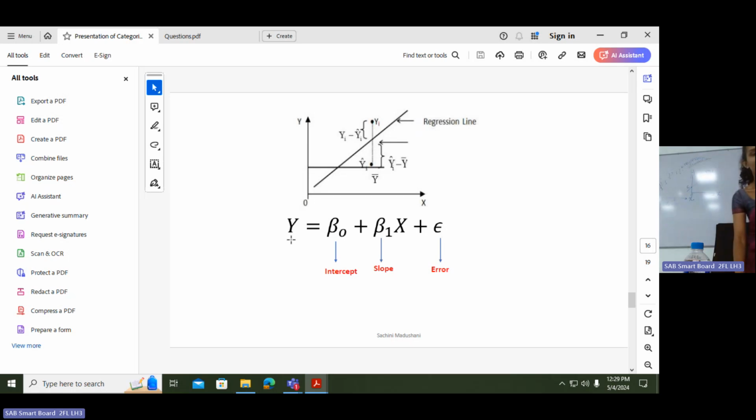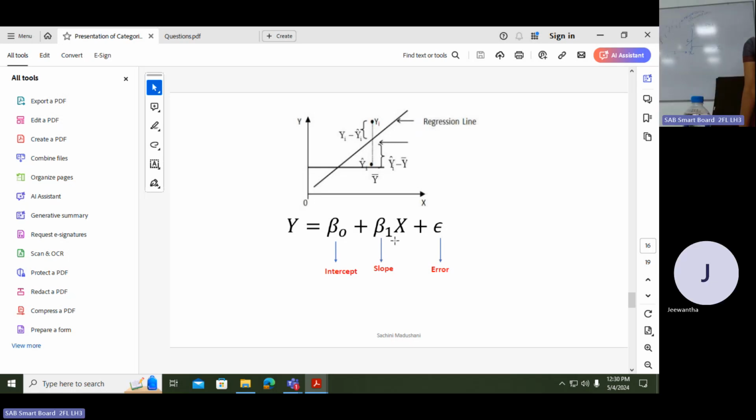That intercept is shown as beta naught in statistics. The other one we call beta 1. This beta 1 represents M in this graph. What does M mean? Slope, or gradient. In here, we denote it by beta 1. Understood? Beta naught represents the intercept. Beta 1 represents the slope.